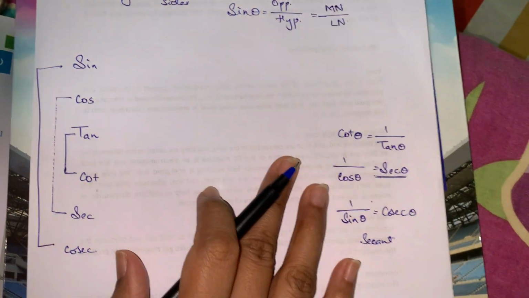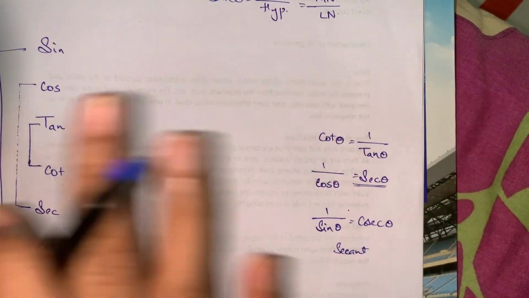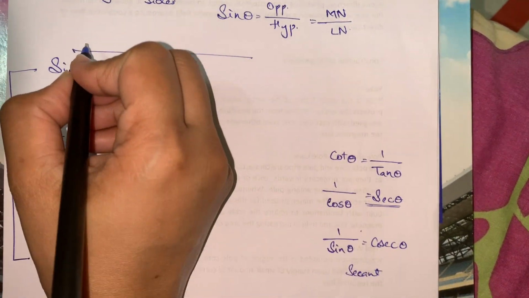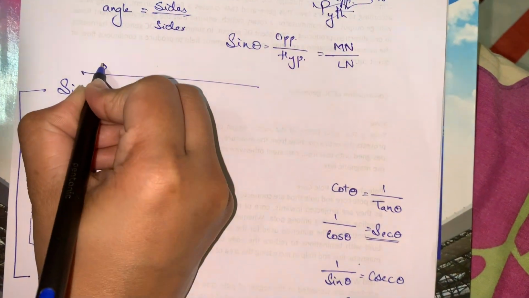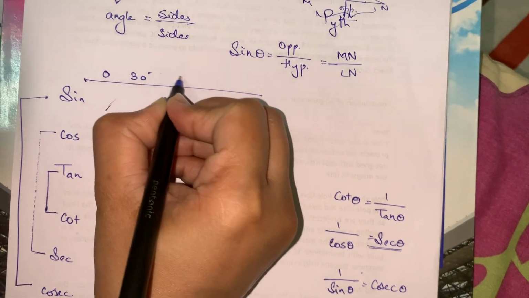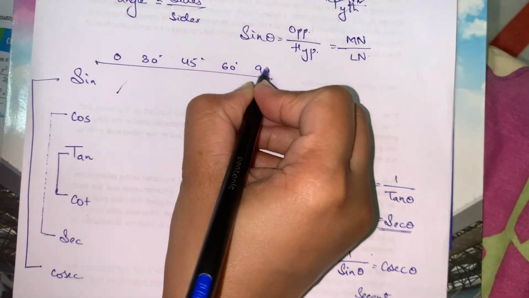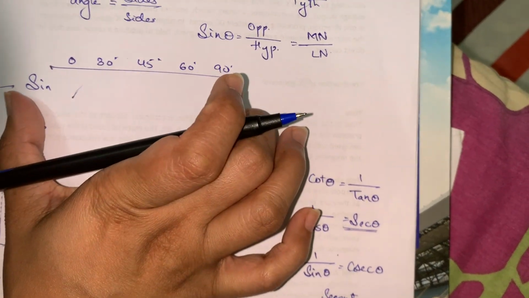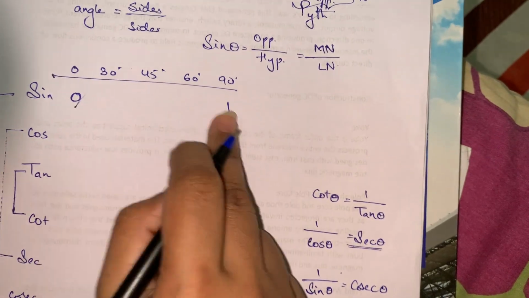Now, I'm not forcing anyone to learn any of the values of this. I have a very different method of learning the values. I created this for myself, and I think it's pretty easy for us to remember. The angles that we deal with are 0, 30, 45, 60 and 90 degrees. Starting with sine, if I just remember sine, I can write down the full table. So sine ranges from 0 to 1.